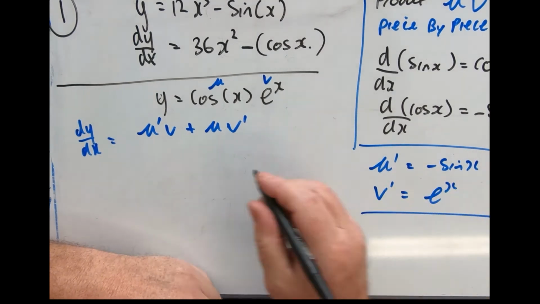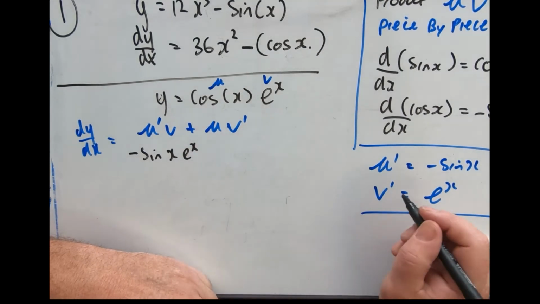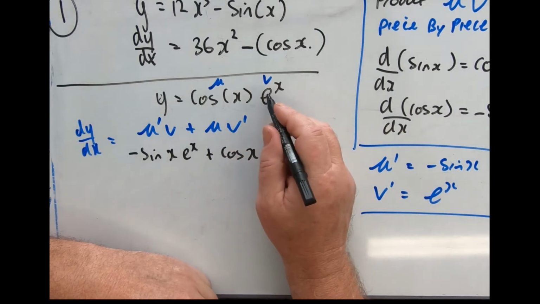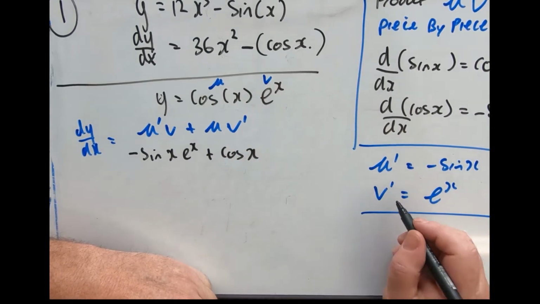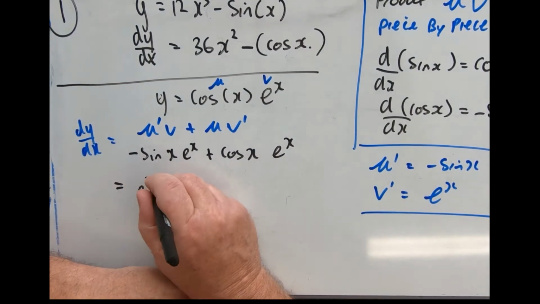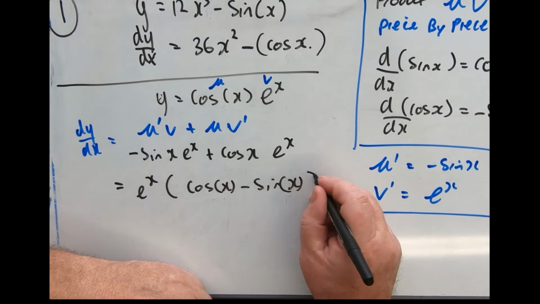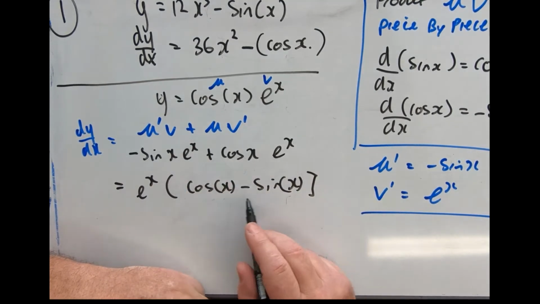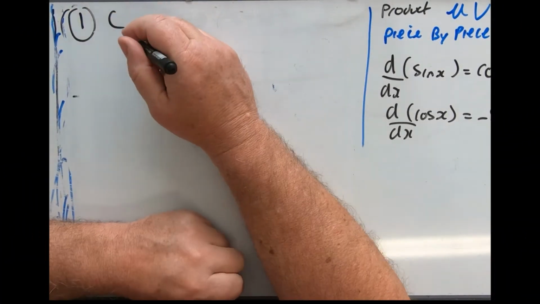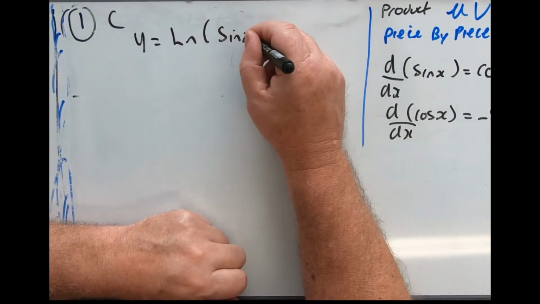Right, let's substitute your numbers in. Minus sin x times e to the x plus the original u times v dash. And v dash, the derivative of e to the x is e to the x. Now, although it says do not simplify, you know that I always like to sort this out. Sorry for reversing the minus sin plus cos, but it looks better that way. Okay, 1 part C is y equals ln sin x.